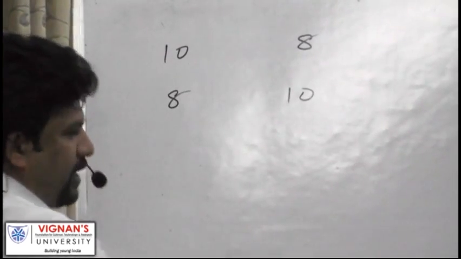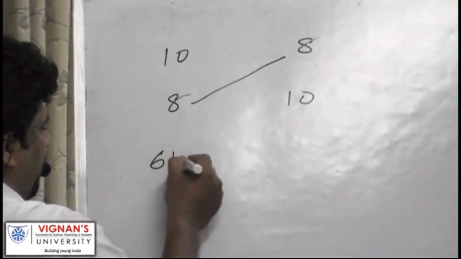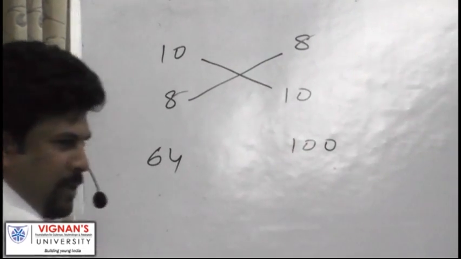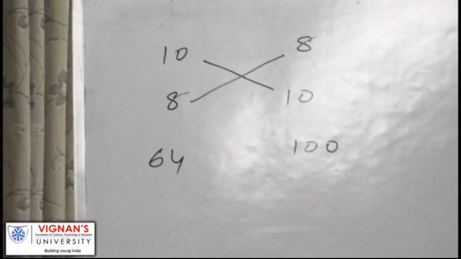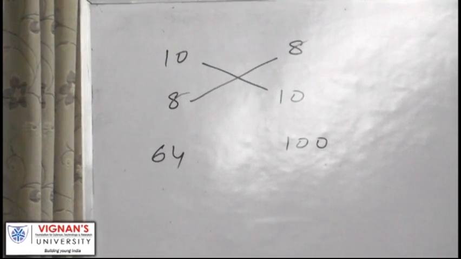If the numbers are like this, simply you multiply these two. 8 8s are 64. This is his cost price. Multiply these two, 100. That is his selling price. You can directly consider it as selling price. His cost price is 64 rupees. Selling price is 100 rupees.